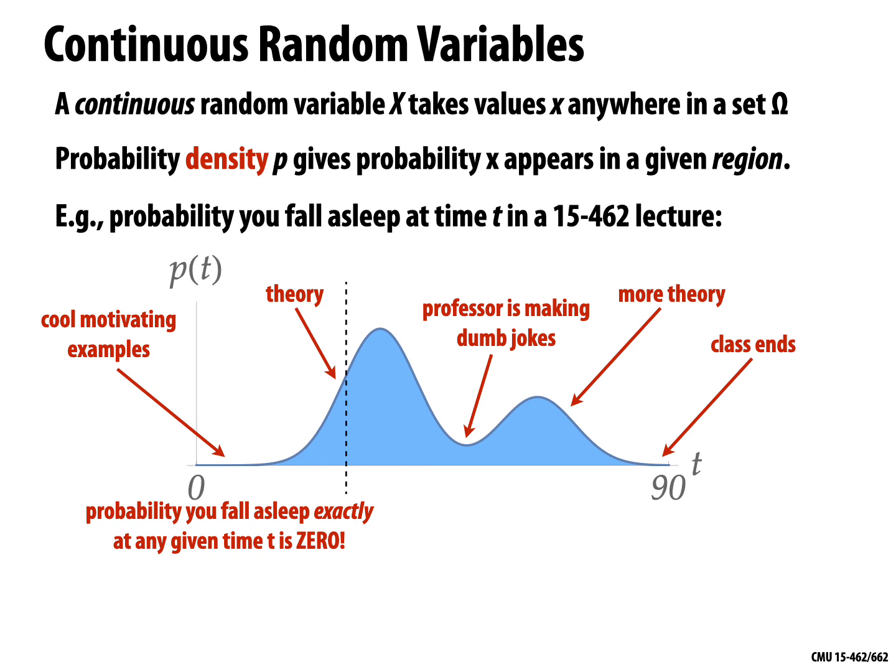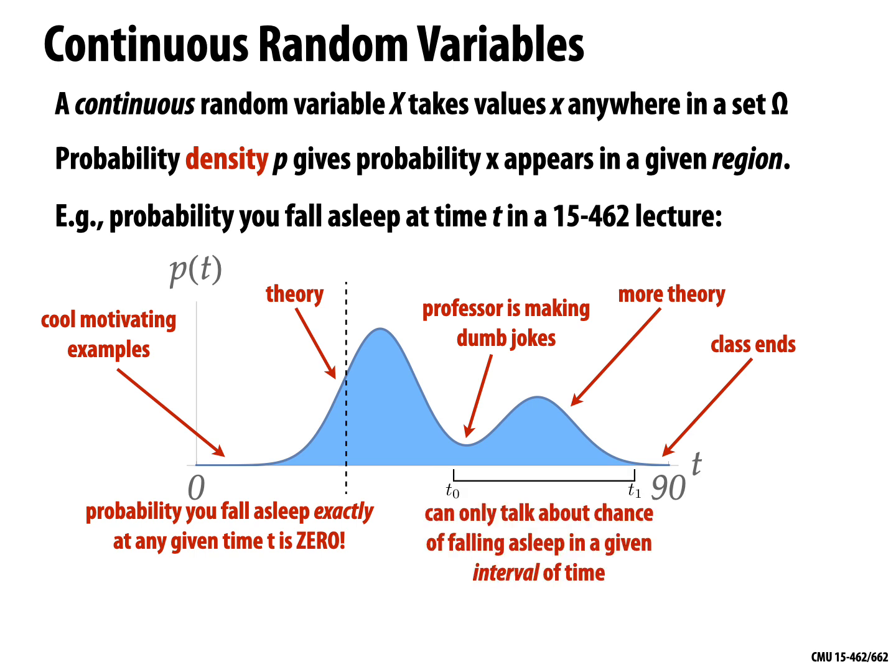Okay. But the idea is that when you have a probability density function p, you can really only talk about the chance of falling asleep in a given interval of time, or in a given region of the set omega. So in this example, if I want to know what chance is there that I fall asleep between t0 and t1, then I should integrate from t0 to t1 this probability density to get the probability. That's why we call it a density, essentially.